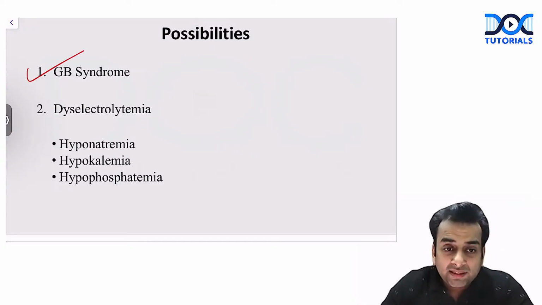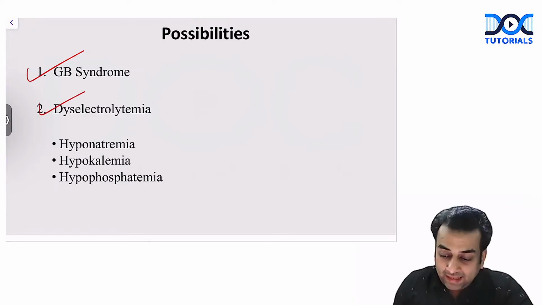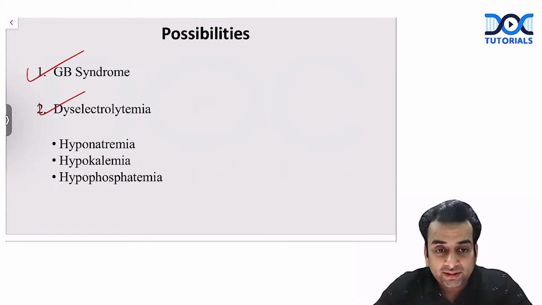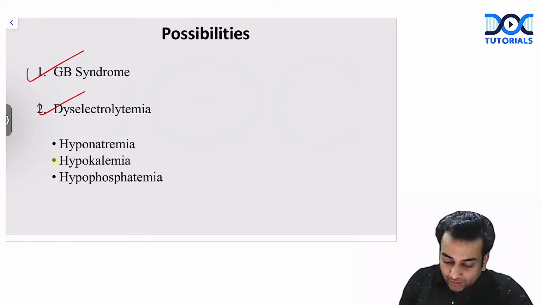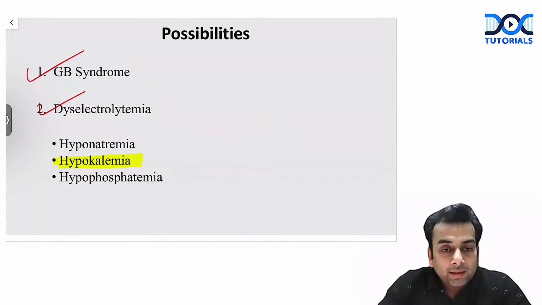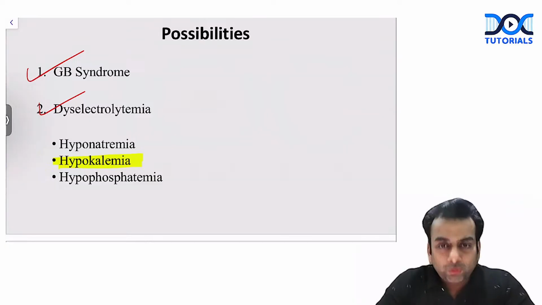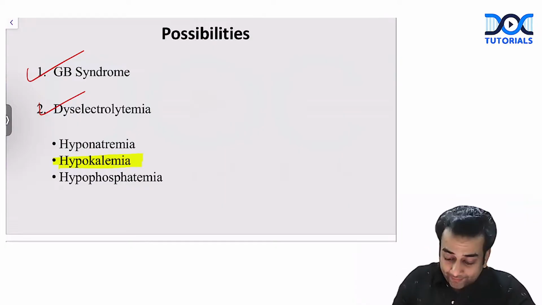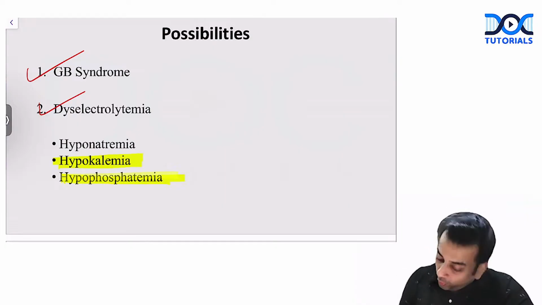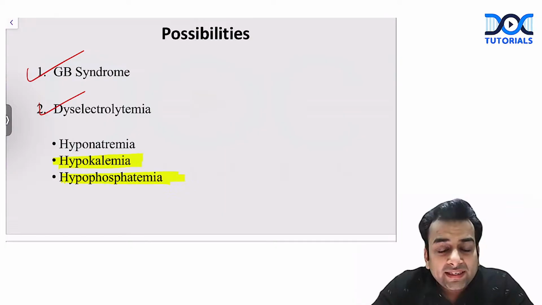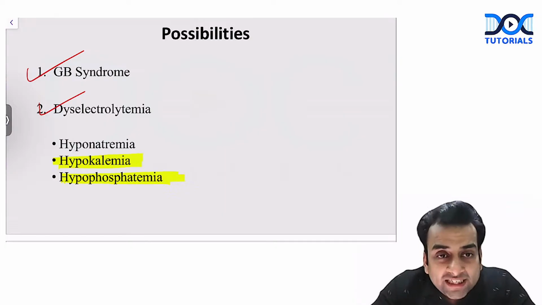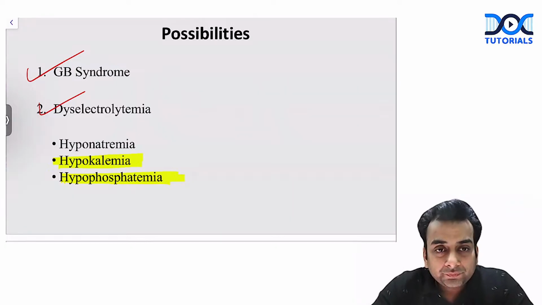But there are certain dyselectrolytemias as well that could cause such a presentation. Very important, hypokalemia. Even severe hyponatremia may lead to weakness, but not so severe. So these are just the possibilities. And hypophosphatemia also is a possibility. If it is very severe, it could lead to quadriparesis. Are you getting me?